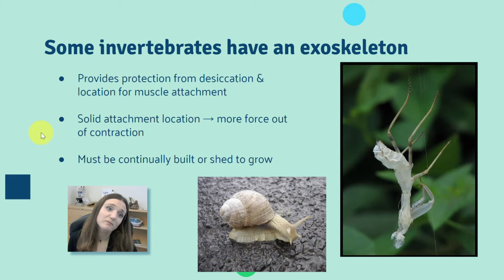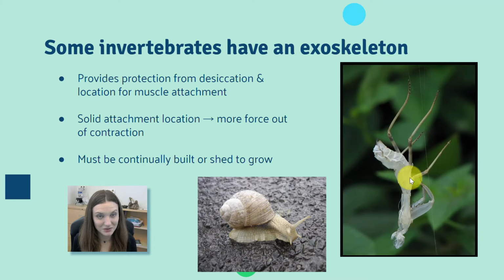Some invertebrates figured out an exoskeleton. We see this mostly in mollusks, like the snail right here, that shell is that type of exoskeleton, as well as in arthropods. We talk about how that's one of the things that made arthropods so successful, their exoskeleton. This is actually the shed exoskeleton of a praying mantis. You can see it's still holding its form. Pretty cool. So not only do these provide protection from desiccation, potentially protection from predation as well, especially in the case of the snail, right? But they also provide a solid location that they can attach their muscles to.